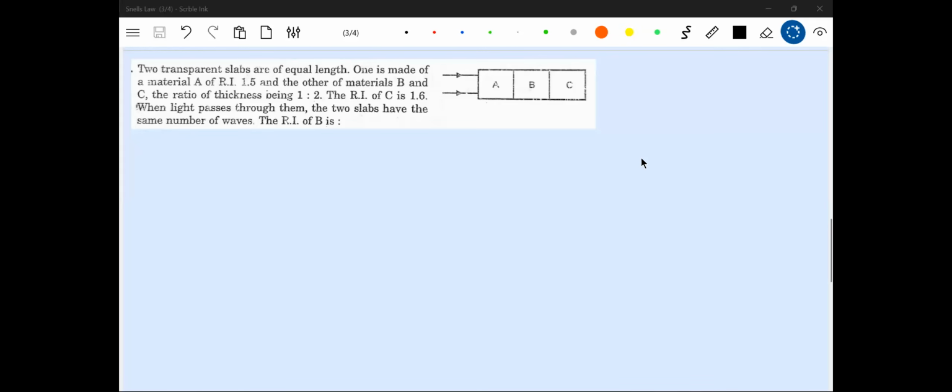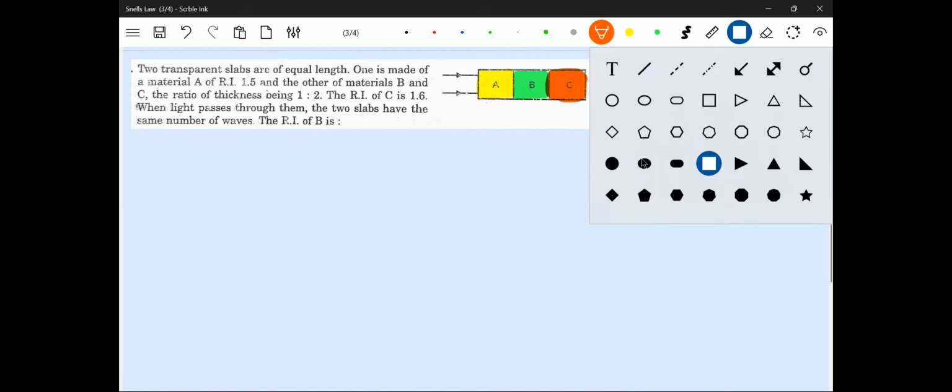Okay, let's take this question. Two transparent slabs are of equal length. One is made up of material A of refractive index 1.5. Then the other material is made of B and C in the ratio of thickness 1:2. The refractive index of C is 1.6.